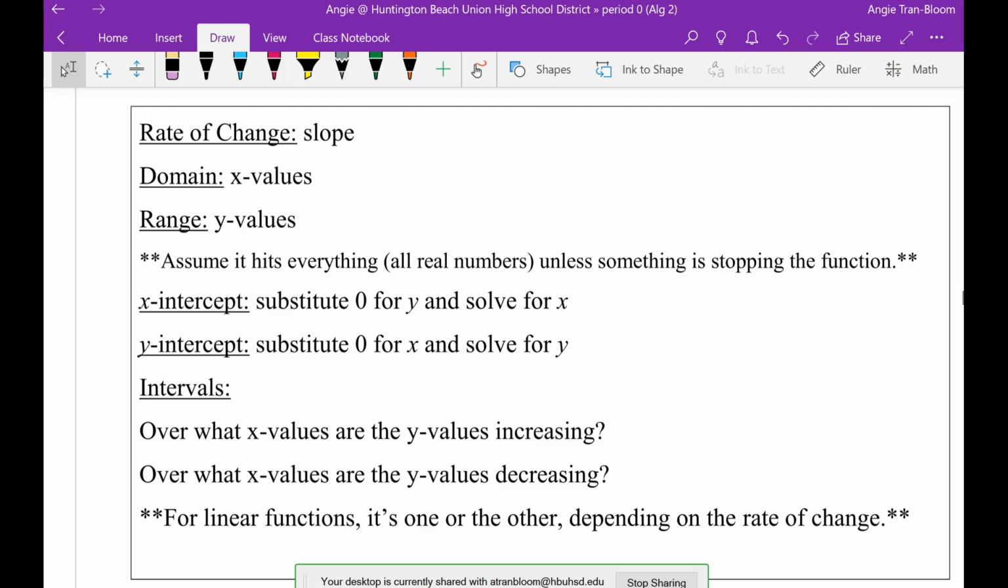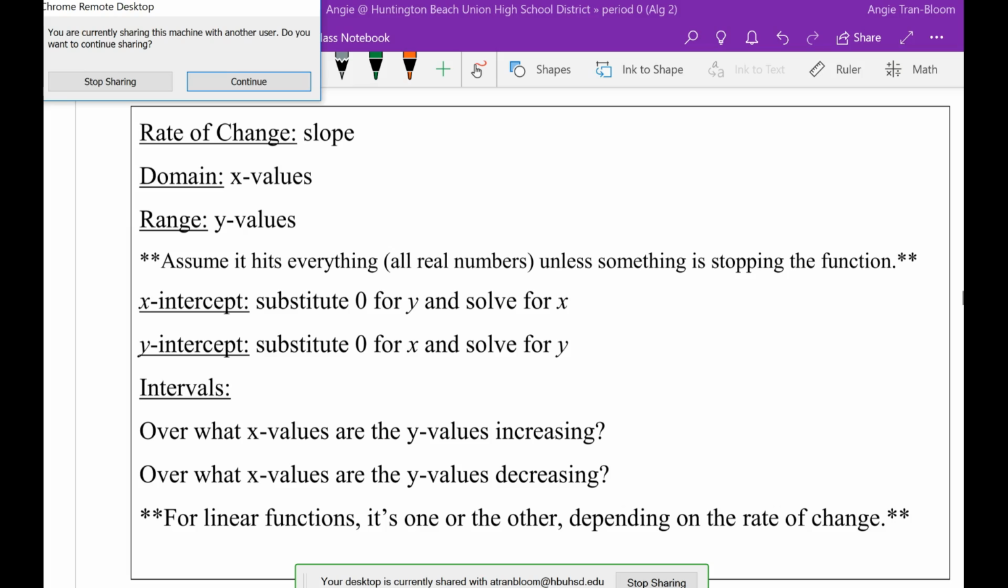Interval notation is something brand new to us, to our class.